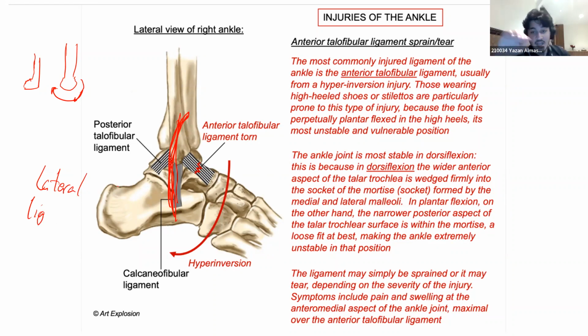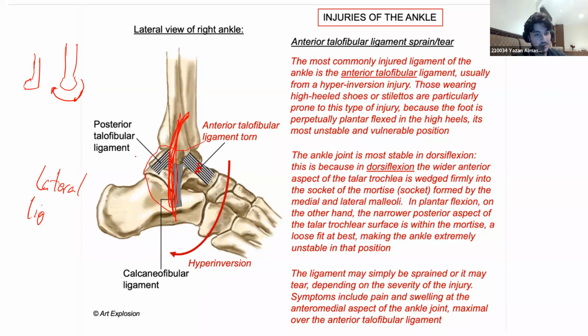Okay, so in hyperinversion, which ligament will be torn or overstretched? I'd like to think of it as overstretched, which means torn, because overstretching is going to tear it apart. Which ligament will be overstretched or torn in hyperinversion is the lateral ligament. Now, this is important to understand. The lateral ligament is called the lateral collateral ligament.